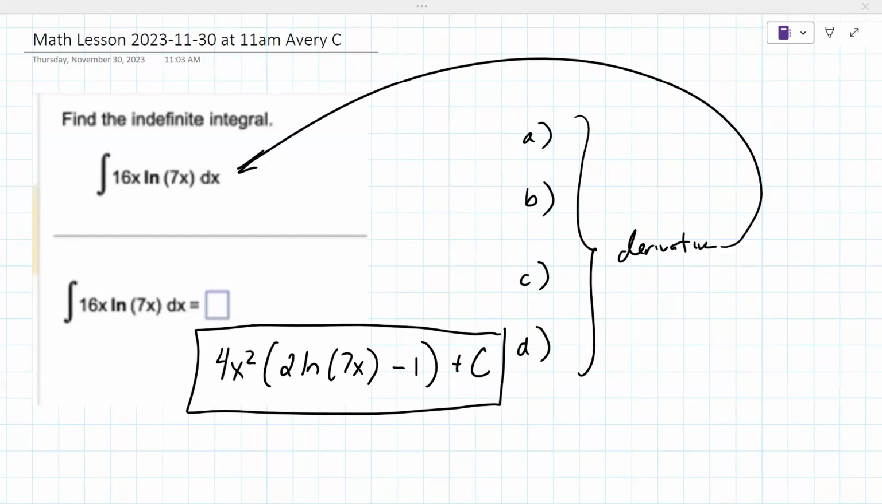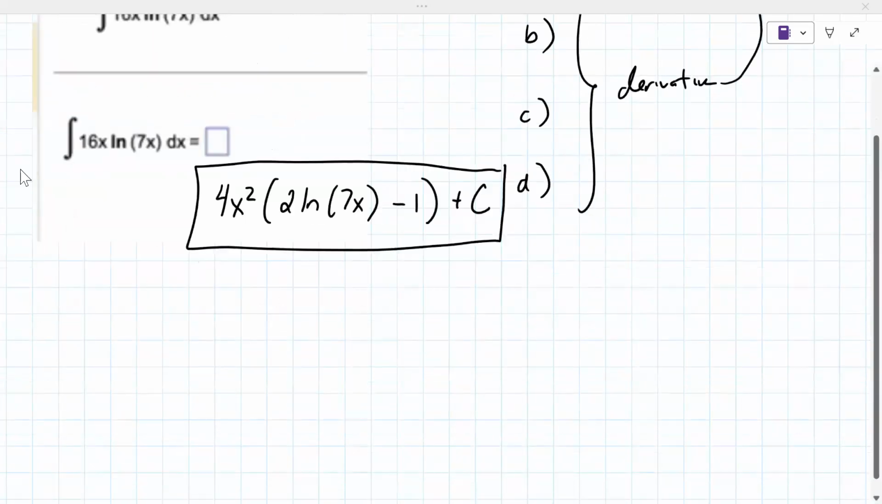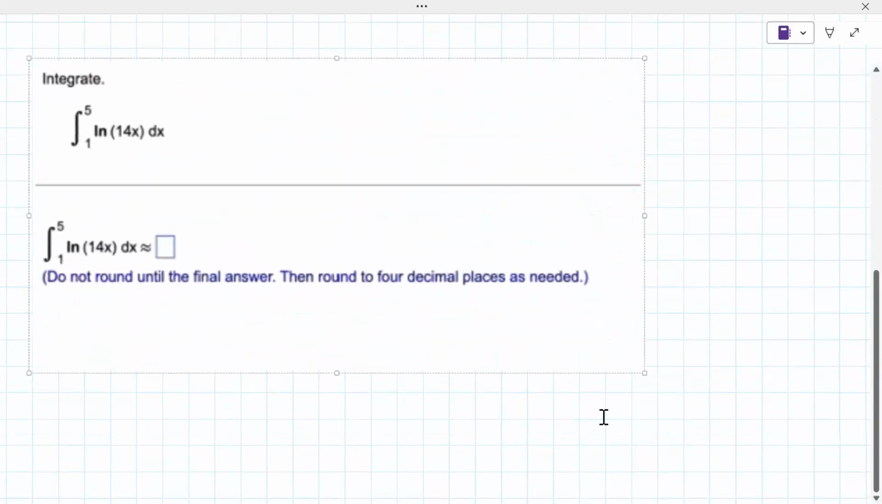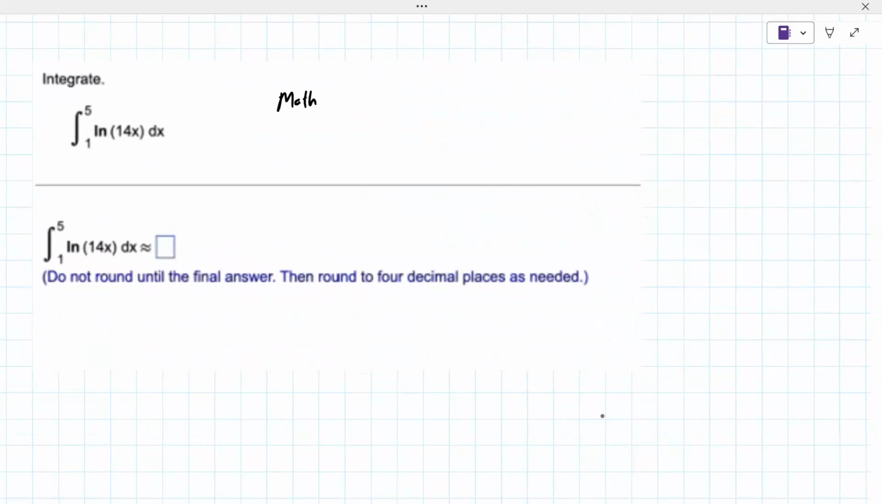So let me know if you have any questions about how to answer that. Good. All right. The next one, we're going back to the calculator, and you're going to use that math 9 fnInt, and you're just going to enter exactly what you see here. You're going to round at the end to 4 decimal places.